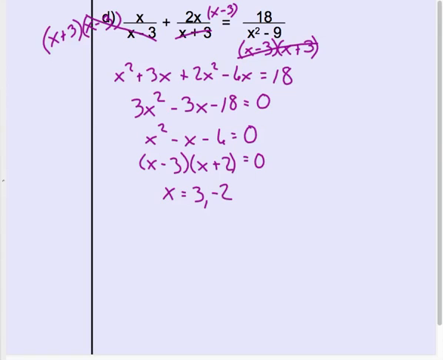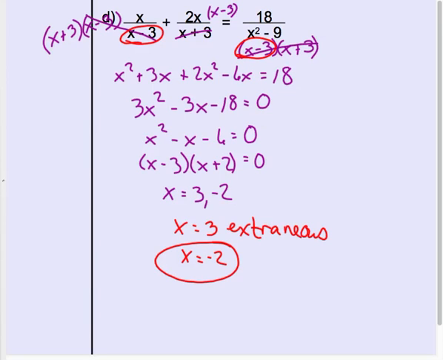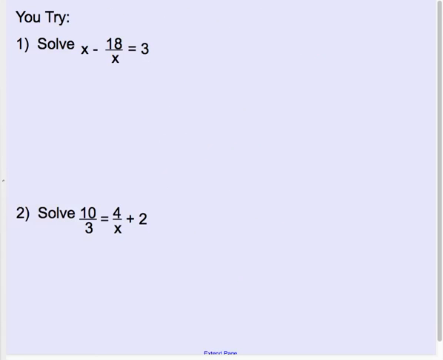Looking back at my original denominators, if I substitute x equals 3 into here or here, I'm going to get 0. So x equals 3 is extraneous, and x equals negative 2 is our solution. You try problems.